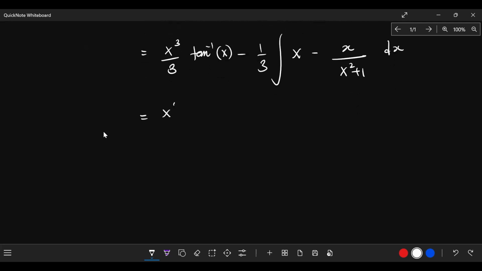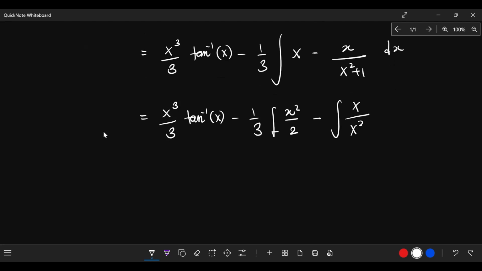Okay, so now let's simplify further. We have x cubed over 3 tan inverse of x minus 1 over 3. Now we can integrate these separately. What's the integral of x? This is x squared over 2. So here we have x squared over 2, at least you know this. Minus, what is the integral of this? Let's also integrate this. There's something you need to do here as well.